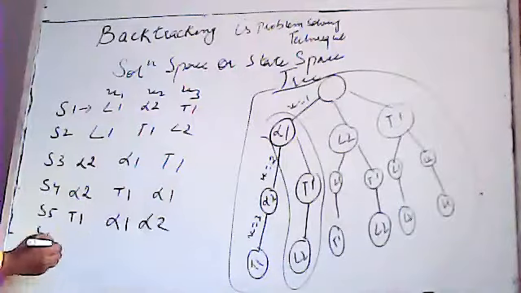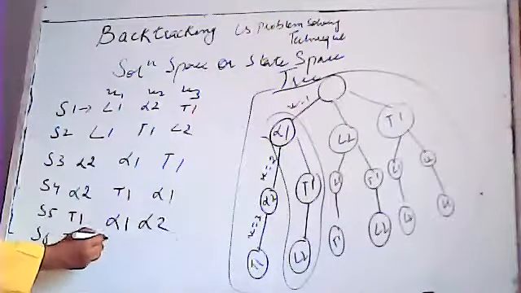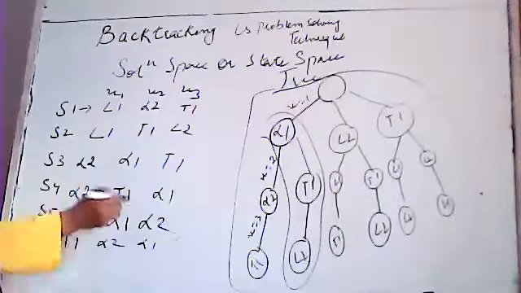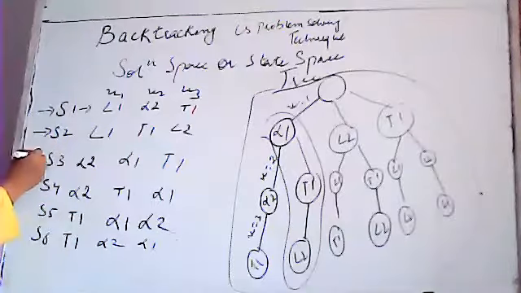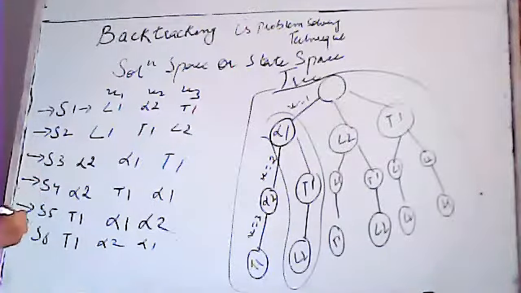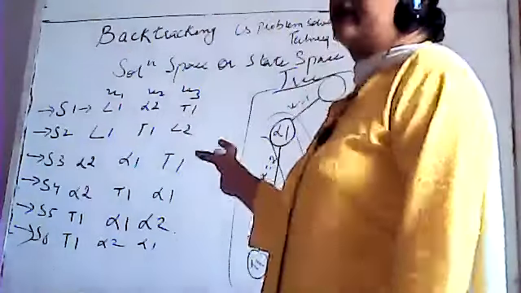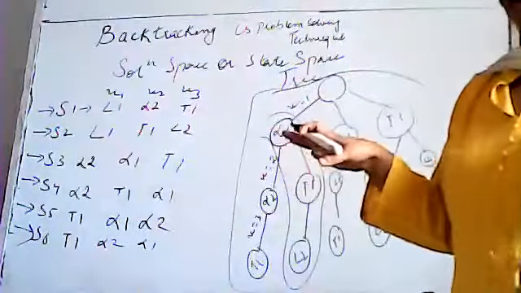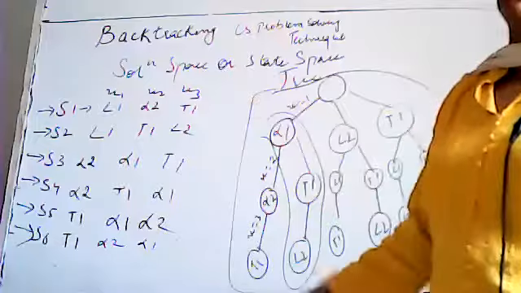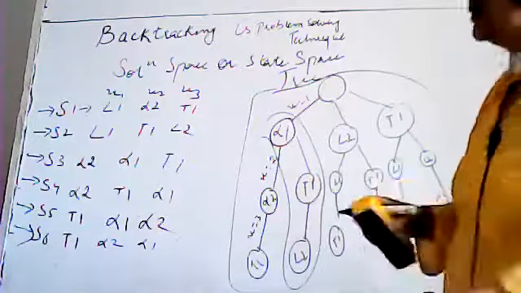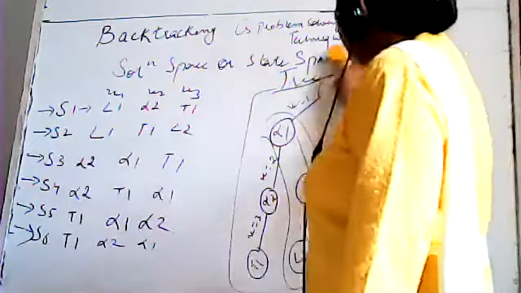L1, L2, T1. L2, T1, L1. L2, L1, T1. How many solutions have we got? 6 solutions. That is what I stated in the beginning, that 3 persons can sit in 6 ways. So these are the 6 possible combinations in which the students can be seated.